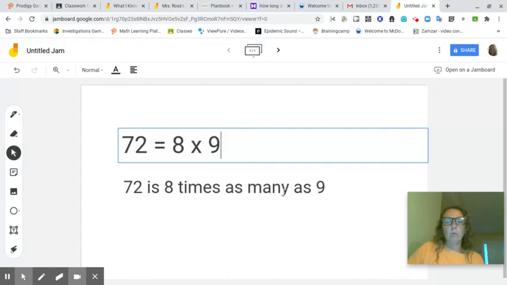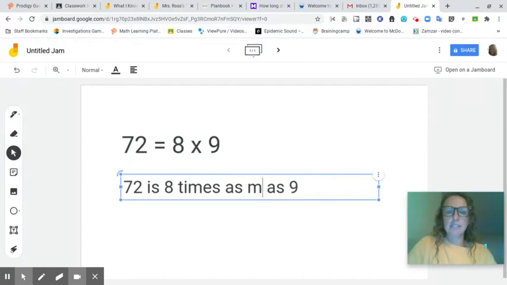Now, one thing else that you may see is you might see times as much. Many and much go hand in hand. 72 is 8 times as much as 9. That means if you count by 8s 9 times, that is 72.